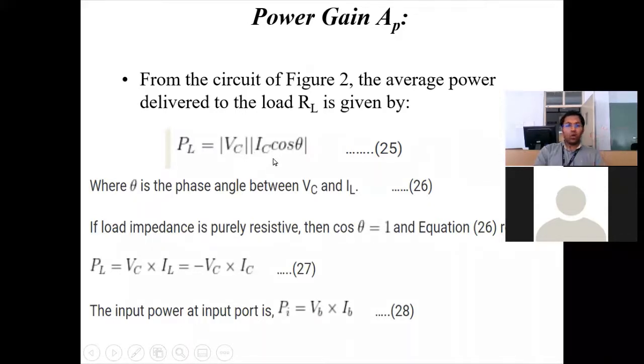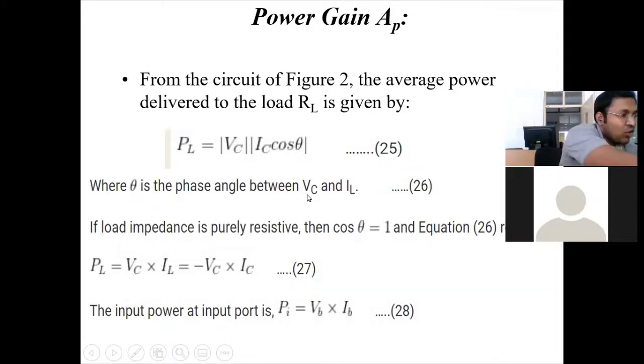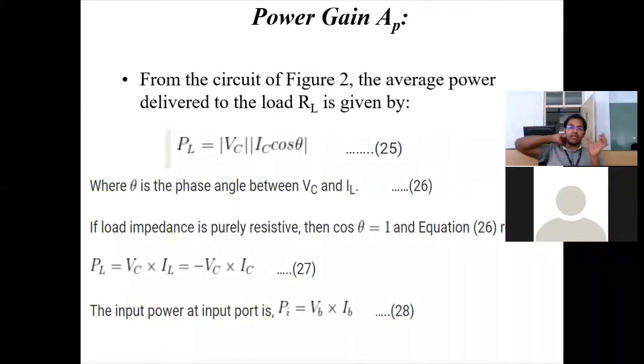So when it is purely resistive, it means no J term. R plus some jX is the impedance. Purely resistive means no J term. No J term means angle theta is 0. Angle theta is 0 means cos theta is equal to 1. So for a purely resistive load, the power is simply VC IC, simply in terms of the voltage and current.